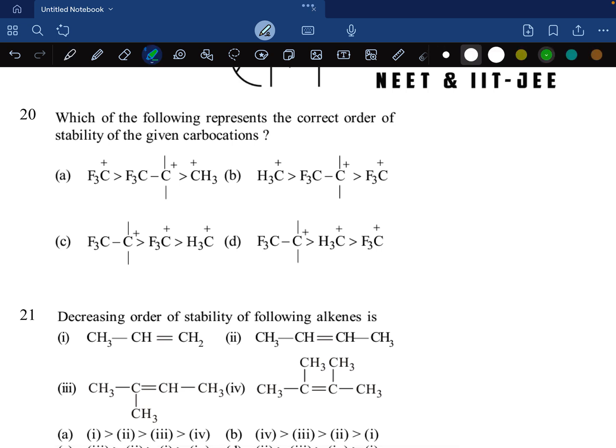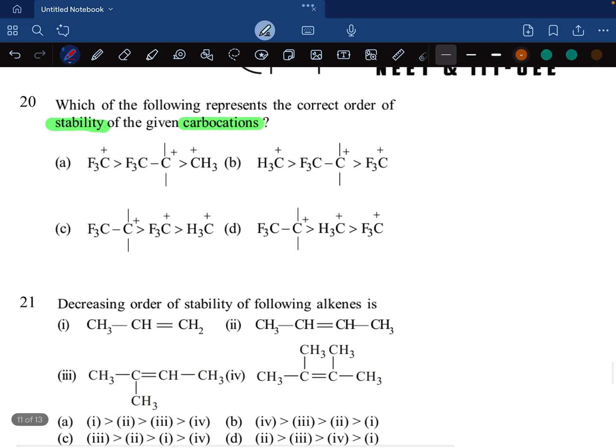20. Which of the following represents the correct order of stability of the given carbocation? Again, we need to check the stability of the given carbocation. Carbocation means electron deficient. So, I need groups which will donate electrons. So, electron donating groups must be present, right? Let's see what groups are present around the carbocation. We have 3 fluorines. Highly destabilizes the system because it withdraws electron density.